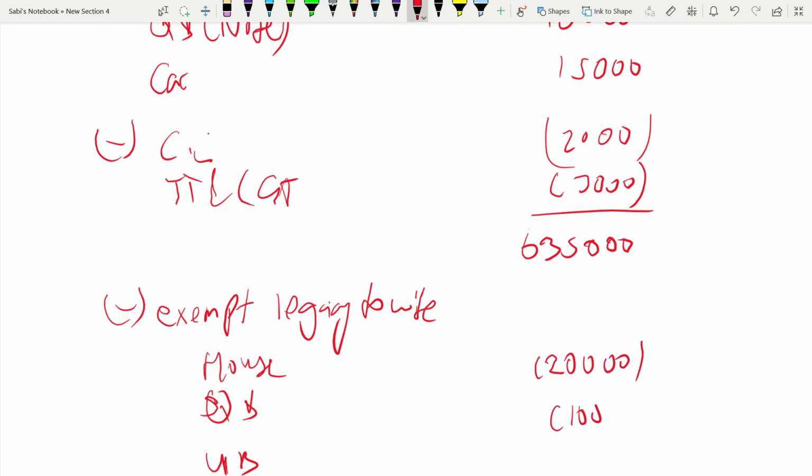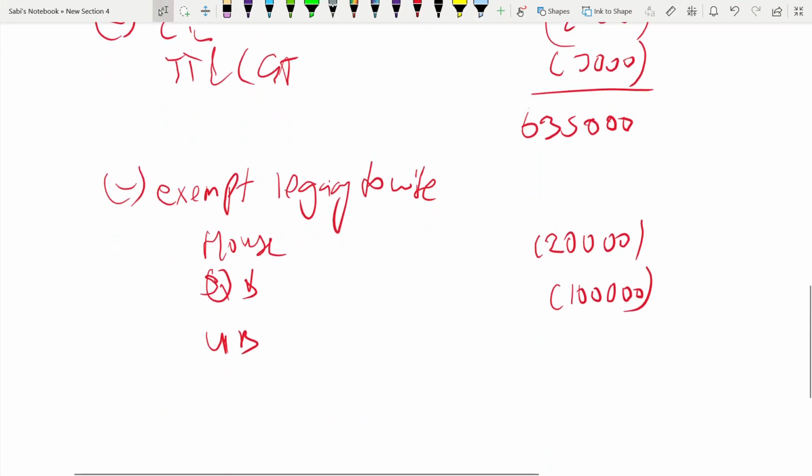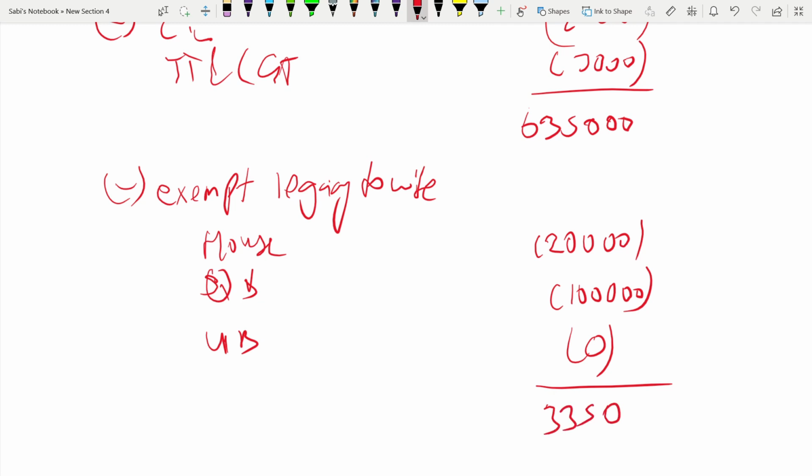Same. But when we are deducting unincorporated business, remember it is 0 now. After deducting BPR, you have to take from exempt legacy. It is 0. So now you are left with 335,000. This is your gross chargeable estate. GCE. Don't write GCE, write gross chargeable estate.